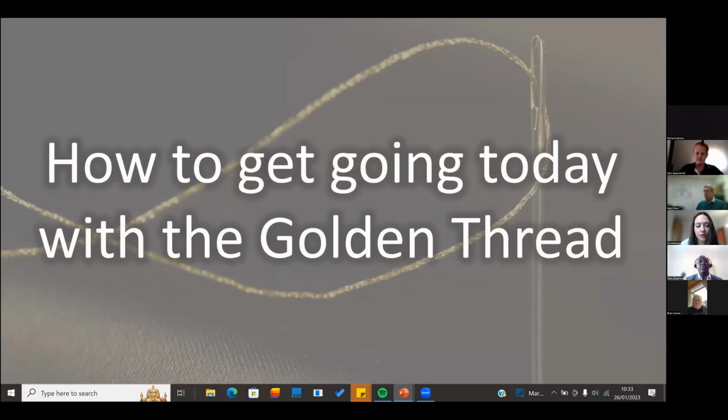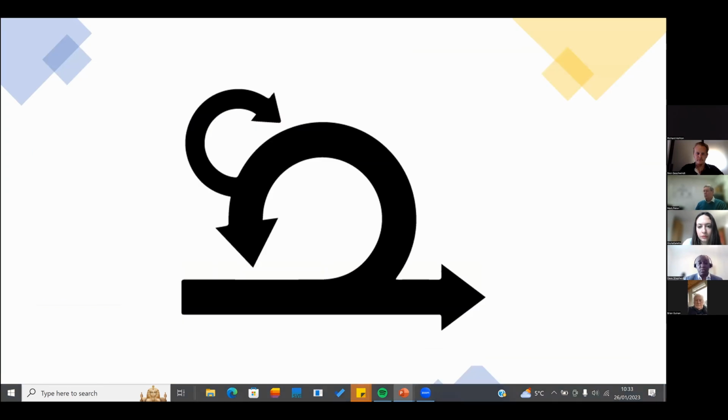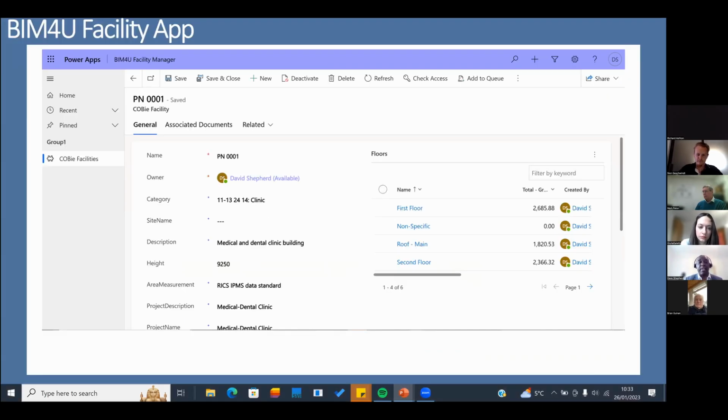So the question then finally is how to get going today with the golden thread. What I'd like to do is just very quickly show to you, this is the COBie worksheet, as you can see. And you can see this is essentially the data model that sits behind it. What I've tried to do is to approach it in what we call an agile way, which means that we have time-boxed advancements. We don't try to look at all the requirements, but specifically target some of those. So this is what I was able to set up using Power Apps.